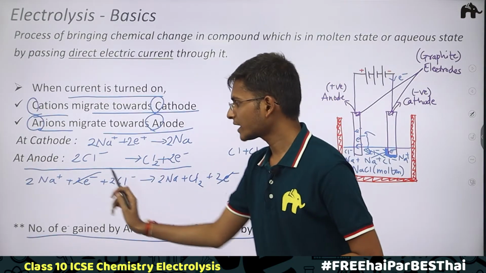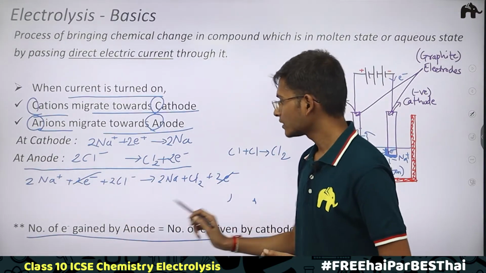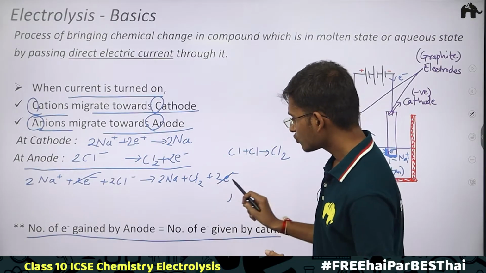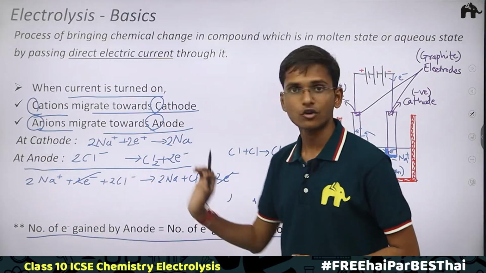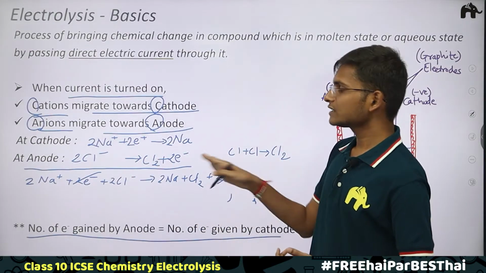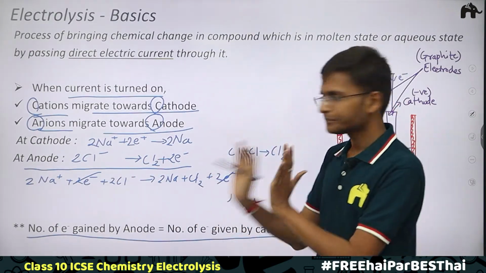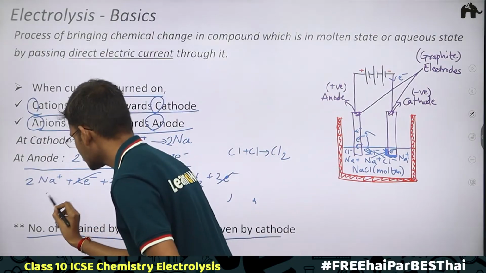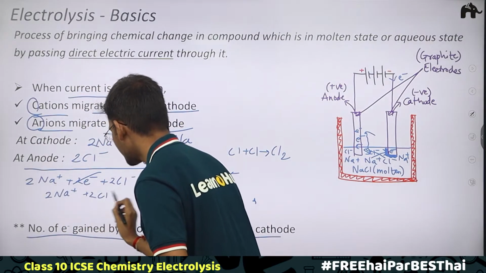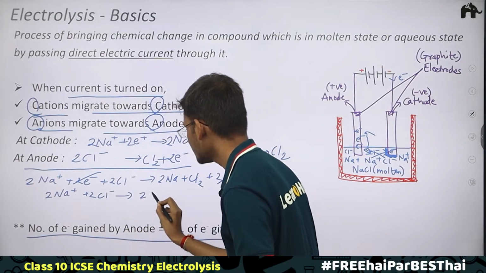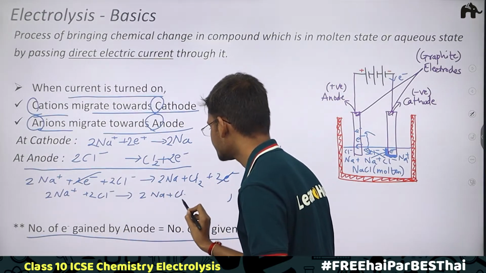See, there are 2 sodium ions, 2 chloride ions. Whether you are finding here 2 sodium ions, 2 chloride ions, no. So the only matching thing was 2 electrons. So I just cancelled it out, and whatever is now remaining, that is the net reaction. Very simple. So again I would write it down: 2Na+ plus 2Cl- gives 2Na plus Cl2.